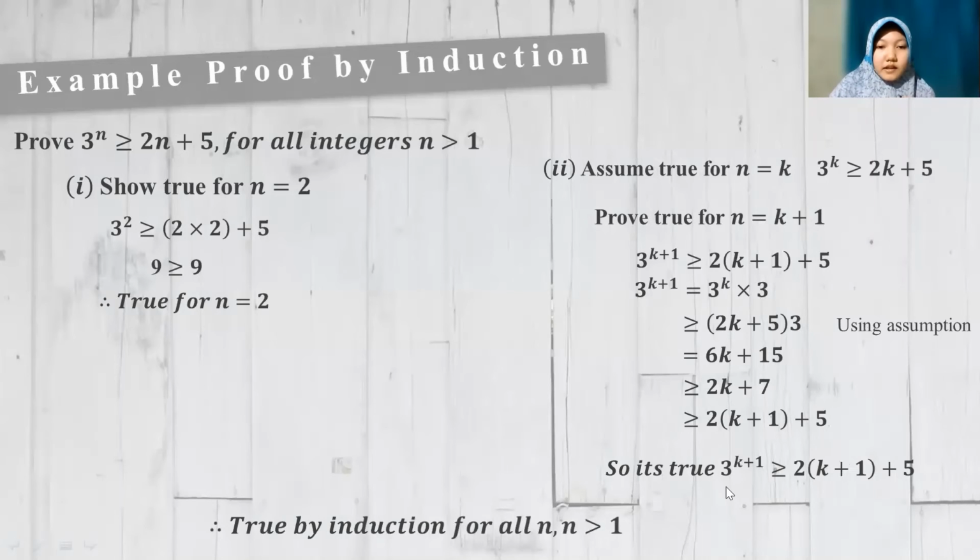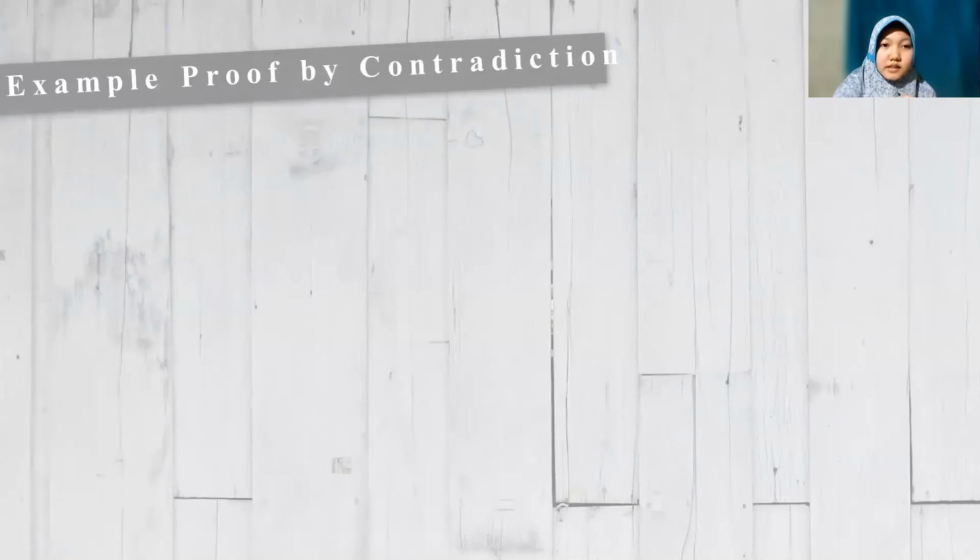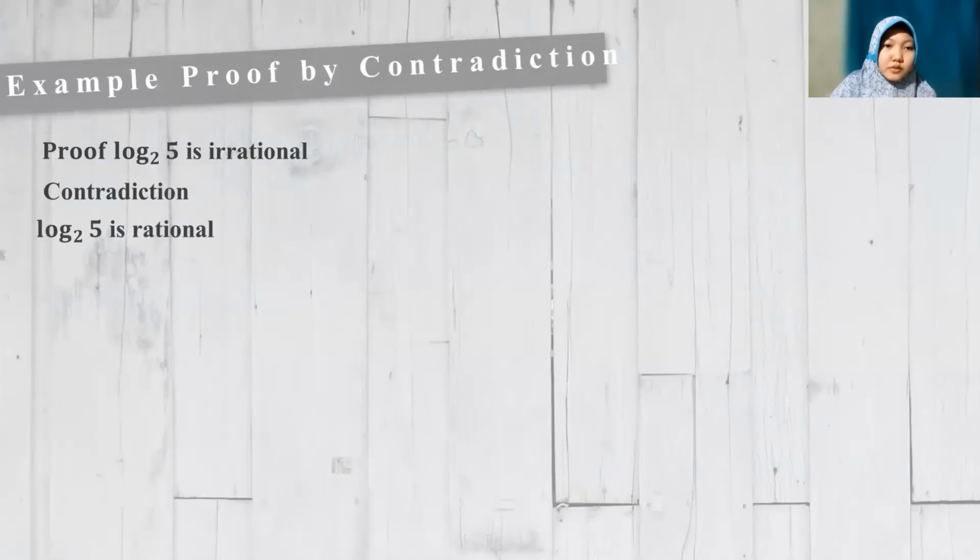And next example, proof by contradiction. So we must prove that log base 2 of 5 is irrational. We use contradiction, so we assume log base 2 of 5 is rational. And we get log base 2 of 5 equals a over b because it is rational, where a, b are positive integers.